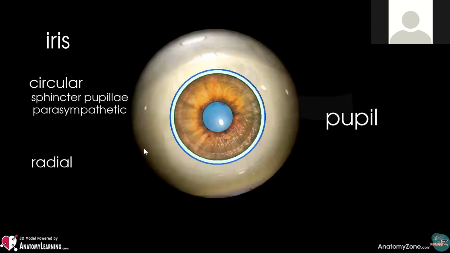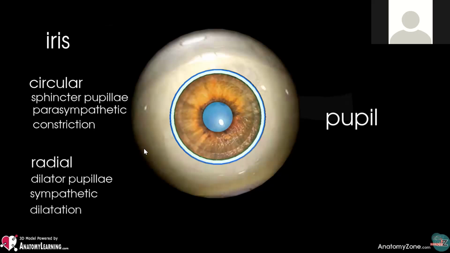Activation of this system causes constriction of the pupil, which thereby limits the amount of light that can enter the eye. The radial fibres, on the other hand, make up the dilator pupillae muscle, which are innervated by the sympathetic nervous system and cause dilatation of the pupil, thereby increasing the amount of light that can enter the eye.